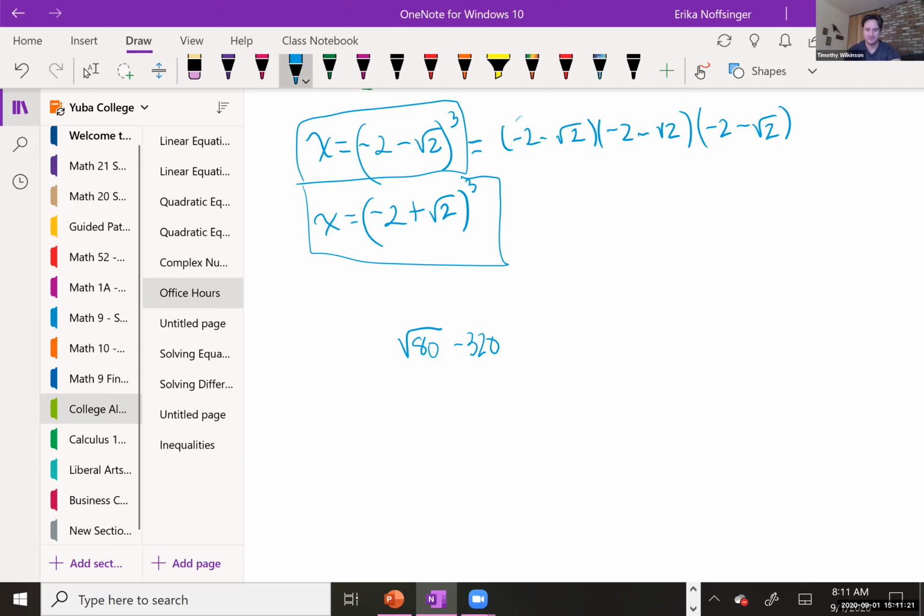Okay, great. And if it gave you some ugly answer like that, I would let you leave it like this. Although I would want you to pull out factors that are perfect squares from underneath the radical, but then you would just leave it in that form. Okay.